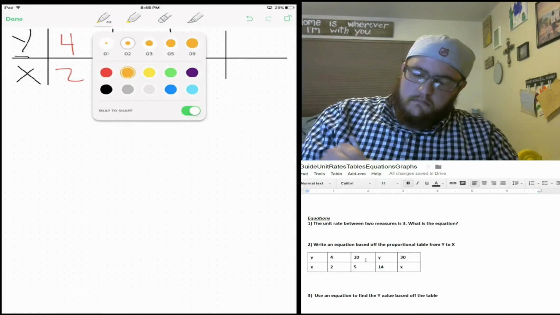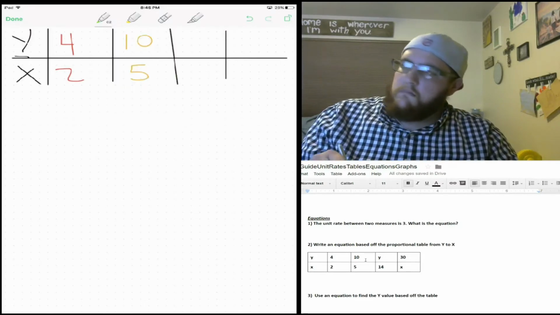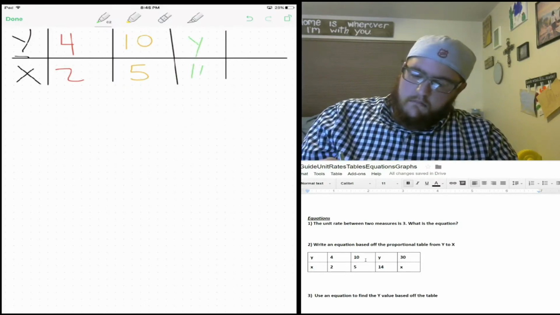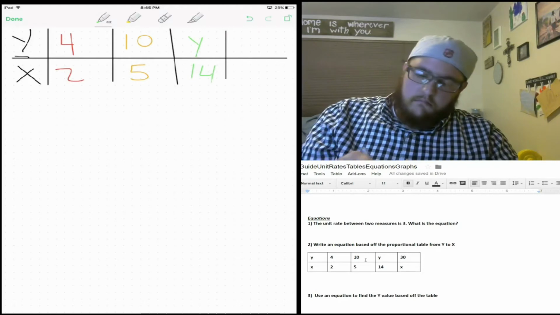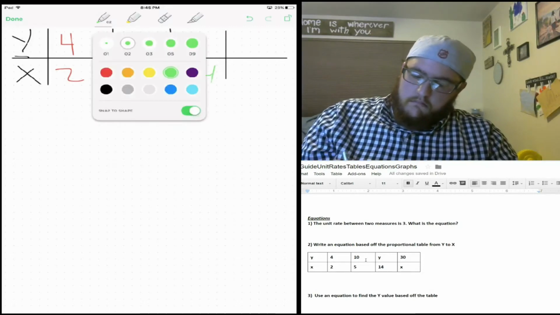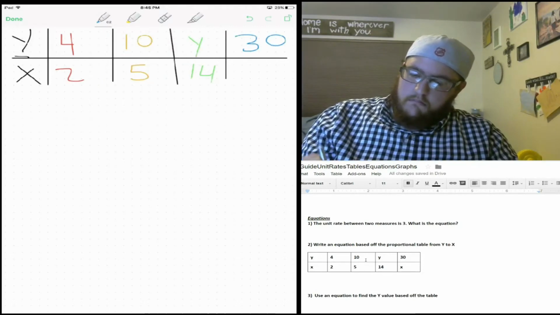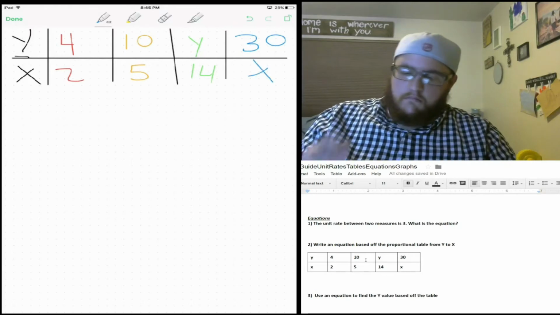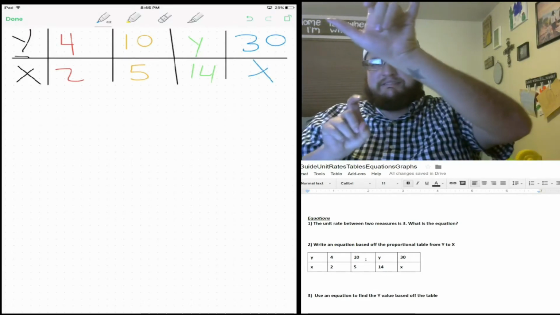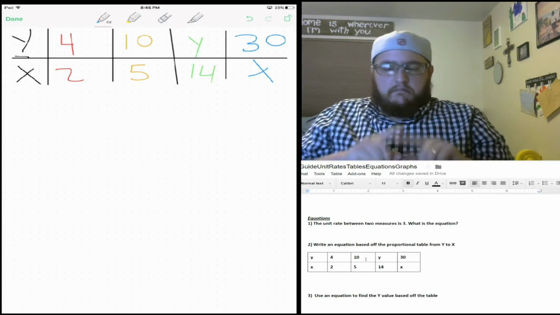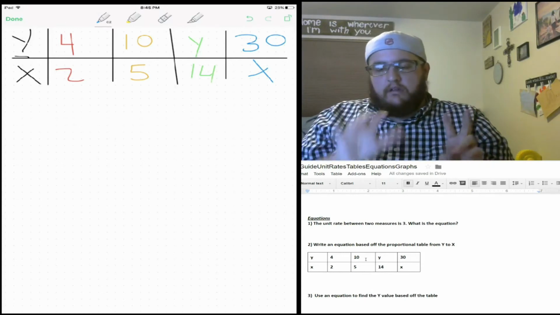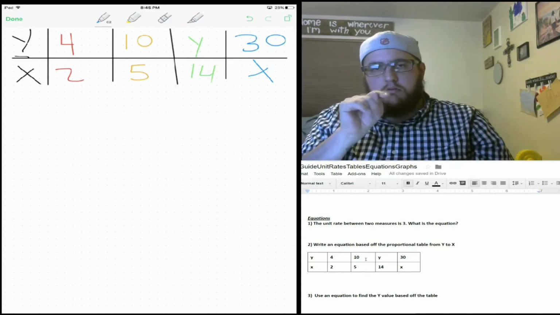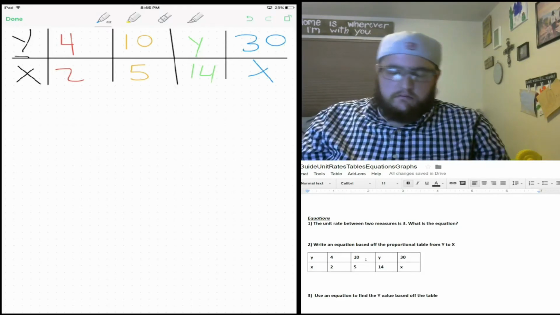is 2. For our second, the y is 10, the x is 5. For our third, the y we don't know what it is, and the x is 14. And for the fourth point, the y is 30, and the x value is unknown, so we'll leave it as x. Okay, so the two pieces of data that have the y and the x value, we can't really use those to establish the unit rate because we don't know what those values are.